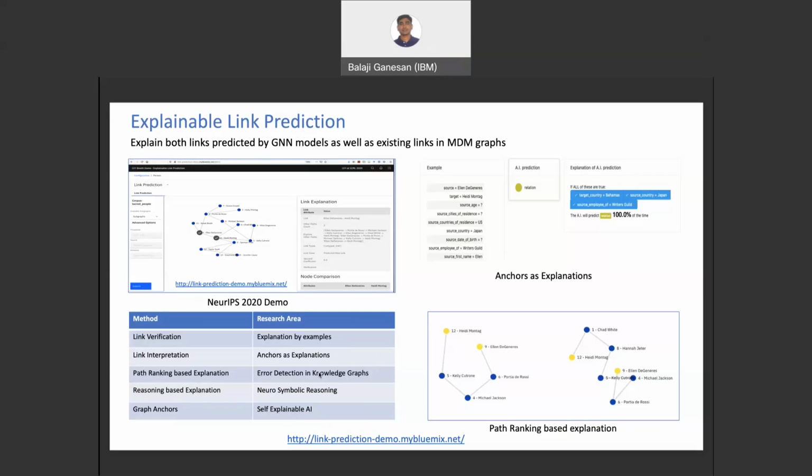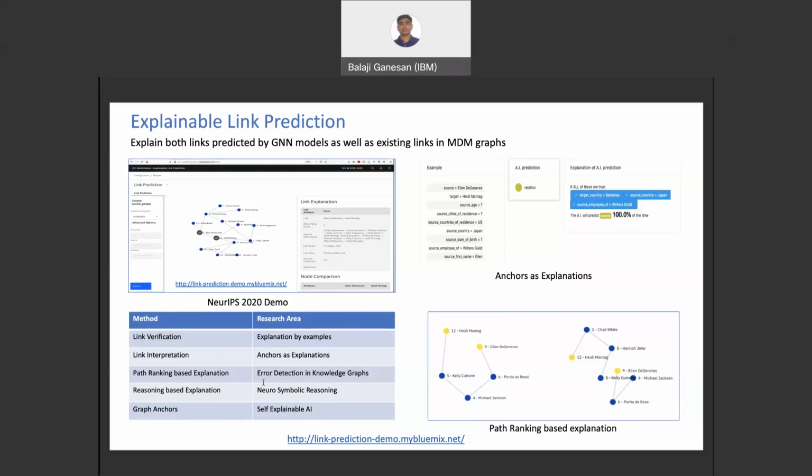So the second approach could be using the path ranking approach, where we ask if there are paths between two nodes that we want to link, and can we rank those paths and hence explain whether these two nodes are linked in the real world or not. So this is again borrowing a technique which has been around for some time and applying it into the property graph context that we have.